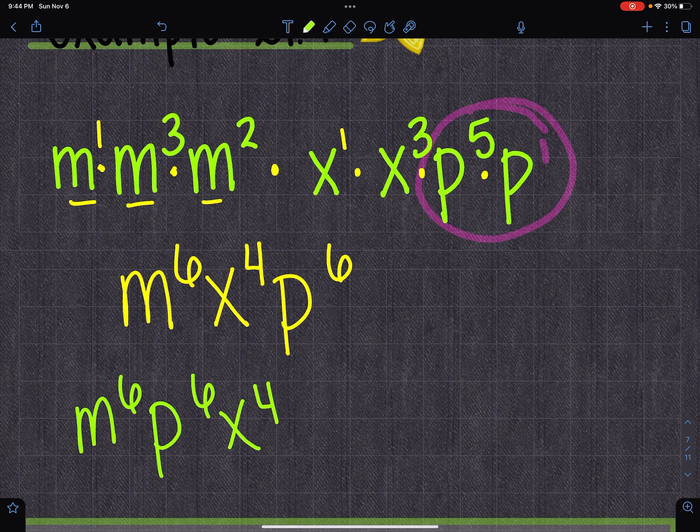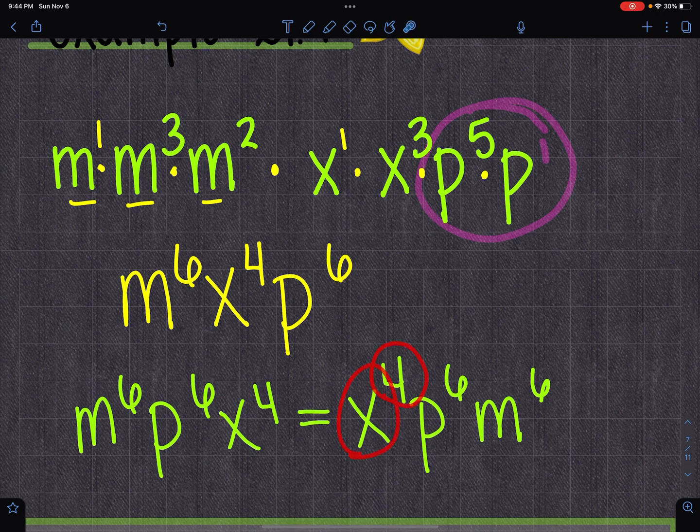It's the same answer and you got it right. It's also the same as x to the 4th, p to the 6th, m to the 6th. As long as the right exponent went with the right letter and they're all multiplied together, it's the same. These are all equivalent terms. And there are actually 6 different ways that you can write these, and there are 6 different ways that they are correct. None of them is preferred.